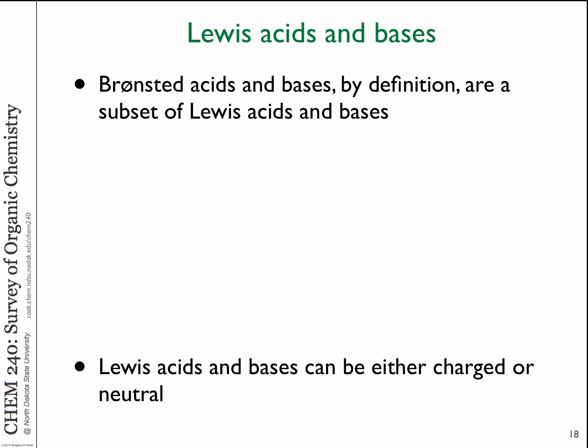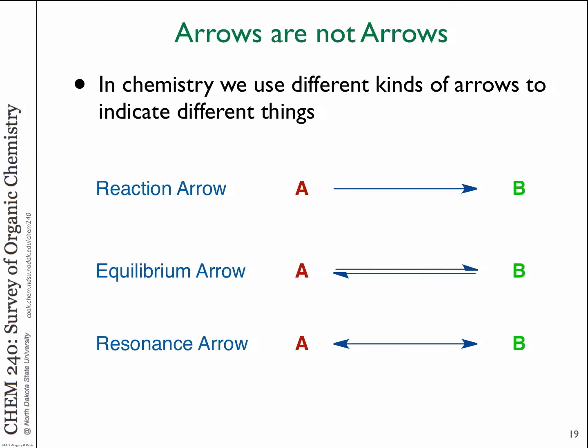Any questions on acid-base chemistry in general? I think we've covered most of the general concepts for acid-base. One thing before we move on: as you've seen me drawing a lot of different kinds of arrows, I want to be clear that in chemical notation, different arrow representations have very different meanings, and it's important not to get them mixed up or confused.